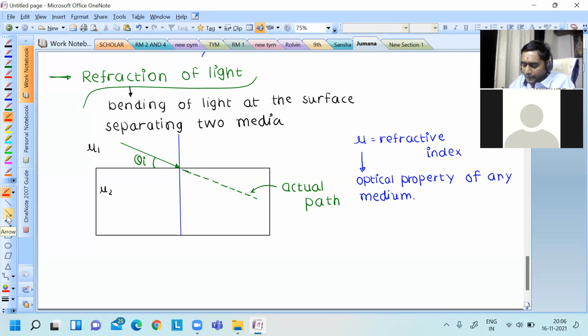But how does this bending work? Now, if this bending is like that, consider this line as your normal line. Why normal? Because it's perpendicular to these mediums. So as you can see, it is bending towards the normal. Now, since it is bending towards normal, it means this light ray is moving from a rarer medium to a denser medium.